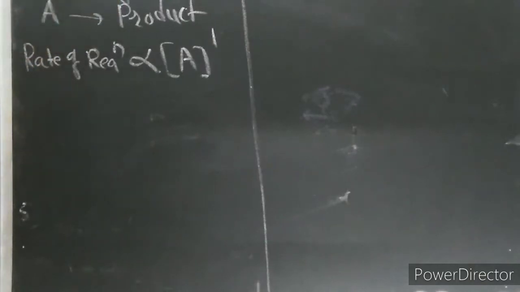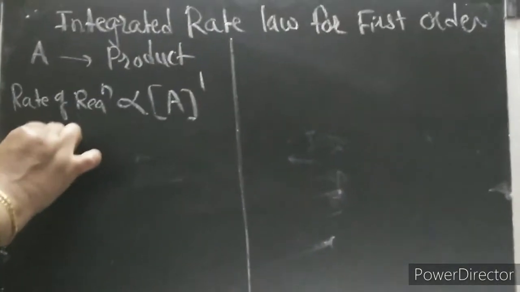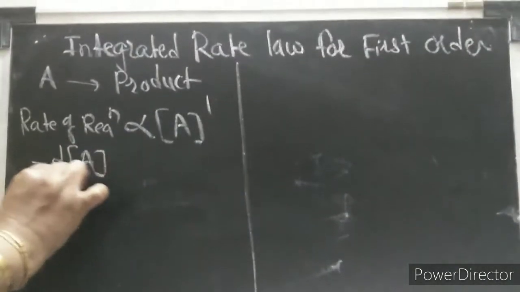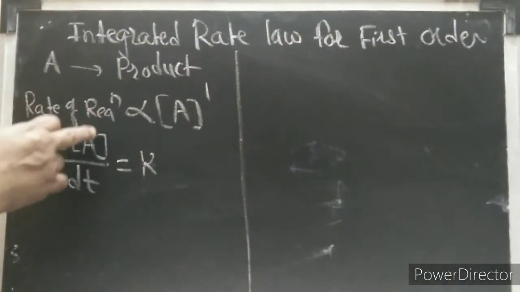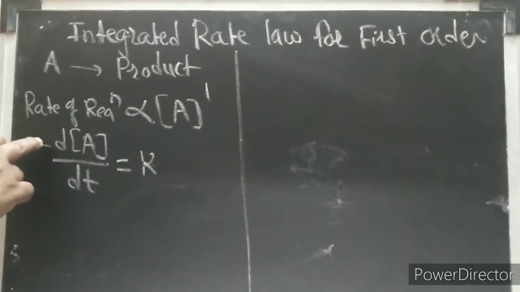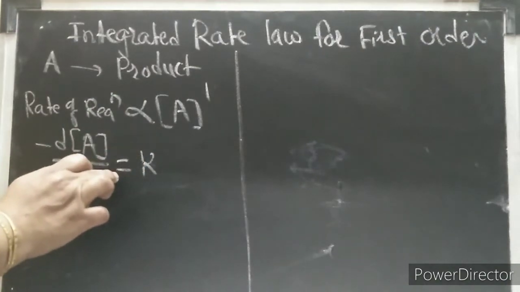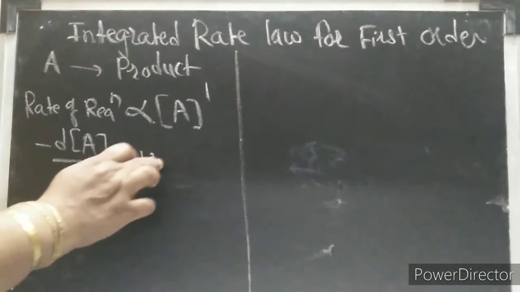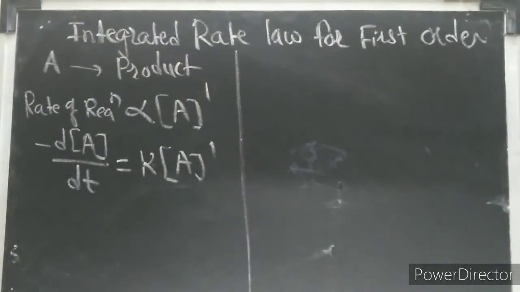So this is the rate law for this equation. Rate of reaction is proportional to the concentration of reactant A raised to power 1. Now what is rate of reaction? Decrease in concentration of reactant upon dt, minus dA upon dt. Removing the proportionality factor, minus dA upon dt is equal to K into concentration of A raised to power 1.